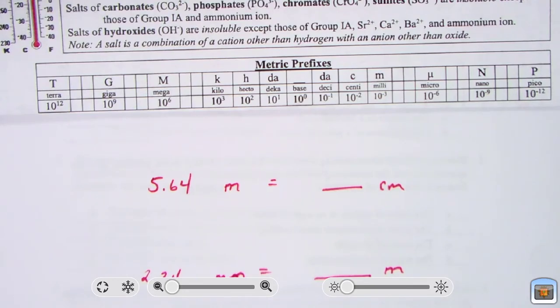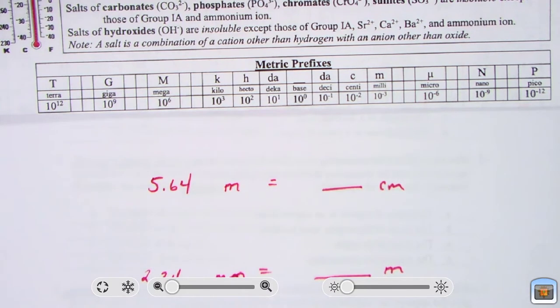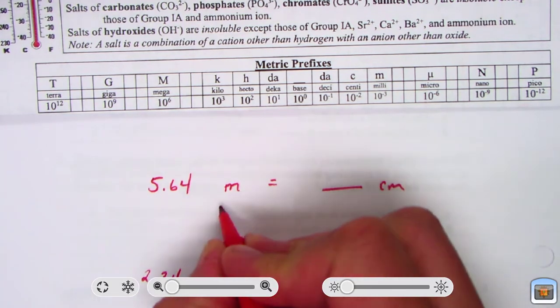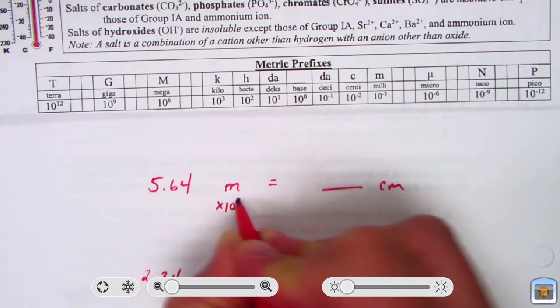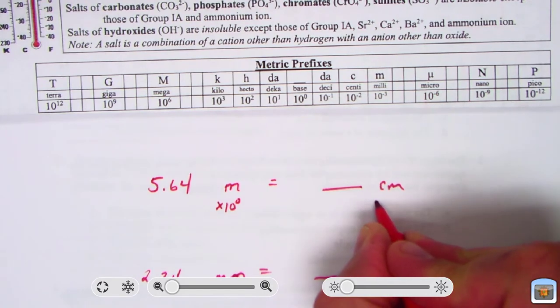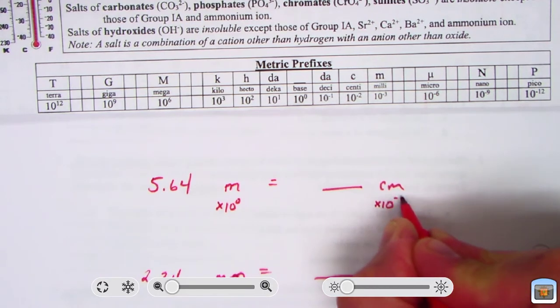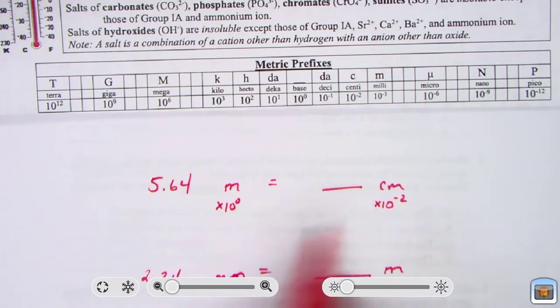All right, so I wanted to talk briefly about how to convert metric prefixes. So here's the deal. This is trying to convert 5.64 meters into centimeters. Meters is the base unit, which means that scientific notation-wise, this is times 10 to the 0th power. Centimeters is times 10 to the negative second power. The difference between the exponents is a factor of 2 powers of 10, right?